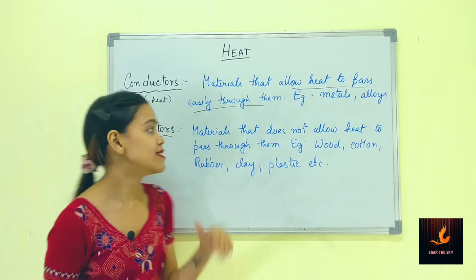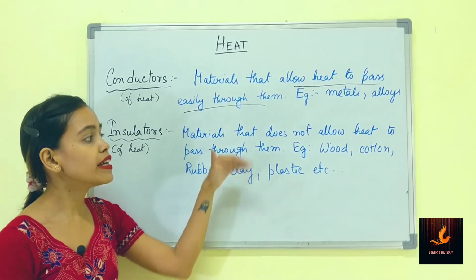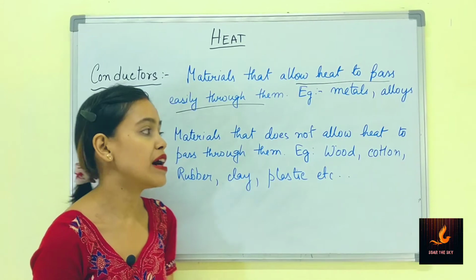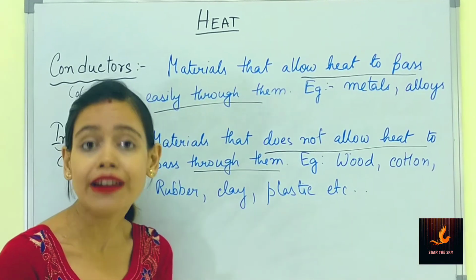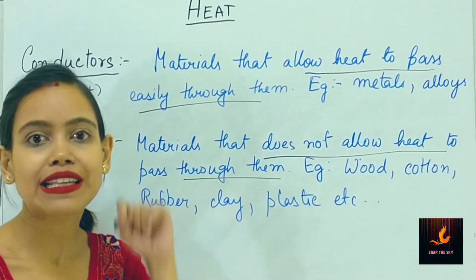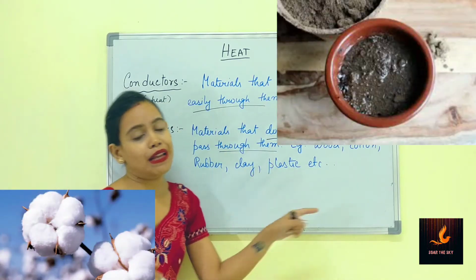The next is the insulators. What are insulators? Those materials that do not allow heat to pass at all through them are the insulators of heat. The examples would be wood, cotton, rubber, clay, plastic, etc.